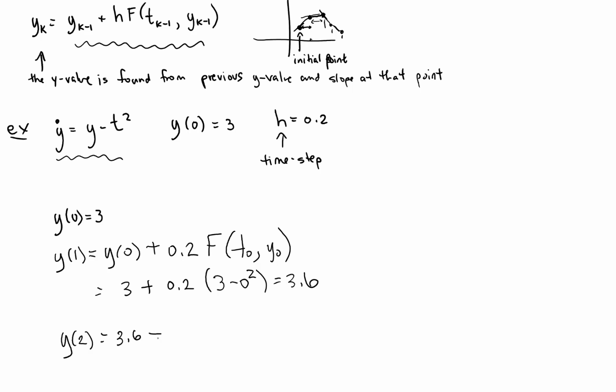I will use the previous point of 3.6, same time step, and now I use 3.6 minus, and now the time steps start. You can just continue this iterative approach to find the next locations of this slope field.